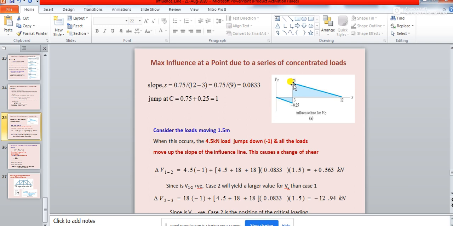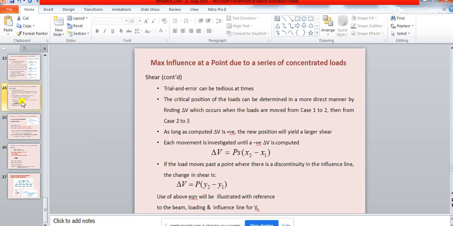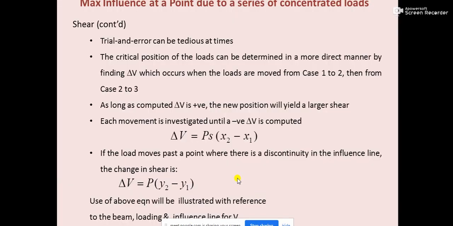So what you will have to do in such a case, when there is a jump or a drop of this load along the influence line diagram? You will have to just multiply the load with the difference in the ordinate. And thus you use these above equations to calculate the influence line diagram at a particular point due to a series of concentrated loads.